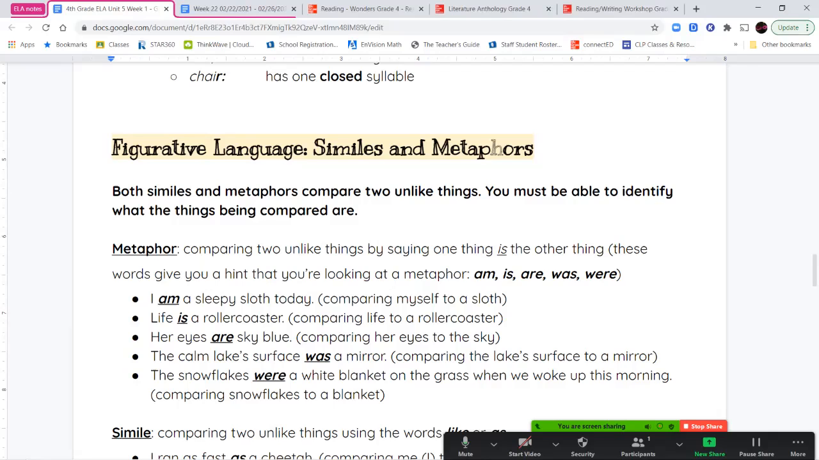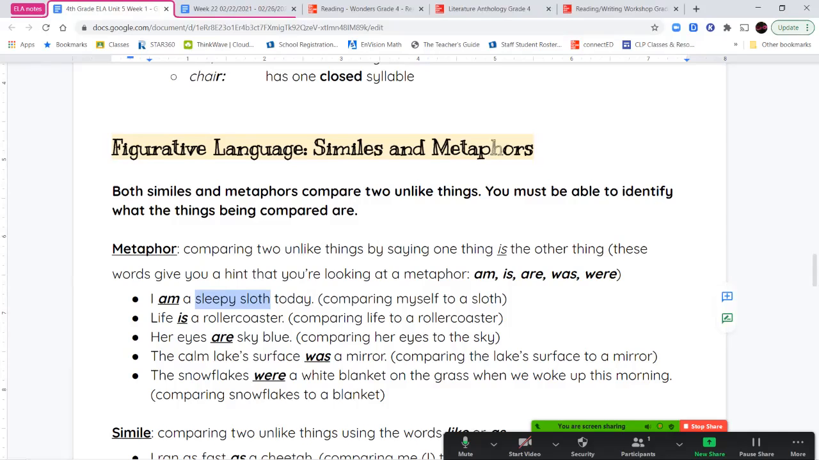So if I say, I am a sleepy sloth today, that means I am comparing myself, right? I. So we're looking at what came before that clue word and what came after that clue word. Those usually tell you what you're comparing. I am a sleepy sloth today. So I'm comparing I, myself, to a sleepy sloth. If I say life is a roller coaster, life isn't actually a roller coaster, but sometimes it feels that way because of all the crazy things that happen.